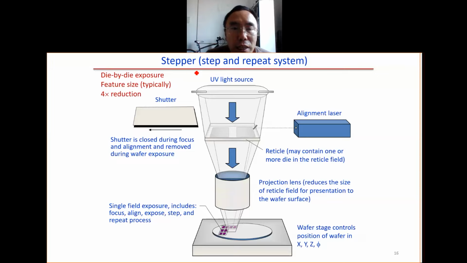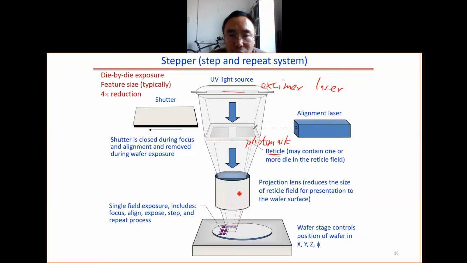The next one is called the stepper. The stepper is used for IC manufacturing. In this case, we have the light source, which can be an excimer laser. Then we have this alignment laser. We use this laser to look at the mask and also look at the wafer for alignment. Then we have the reticle. The reticle is the IC word for the photo mask. This is the photo mask.